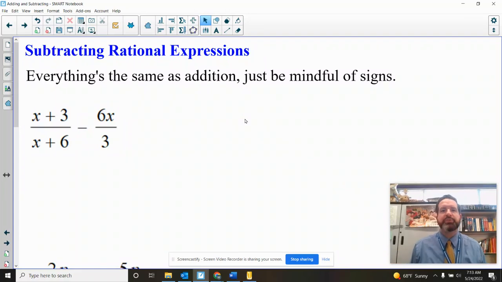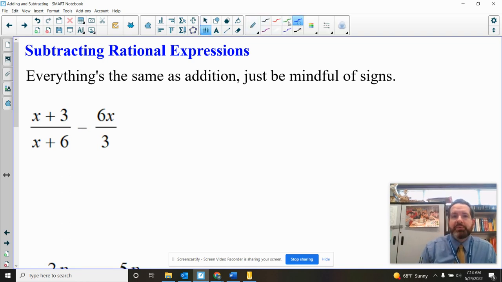And now subtractions. Subtractions are exactly the same process as addition. You just have to be very mindful of your positives and negatives. So we'll run through a few examples and hopefully that will make you feel a little more confident. So let's start with our same procedure. Check to see if there's anything to reduce ahead of time.